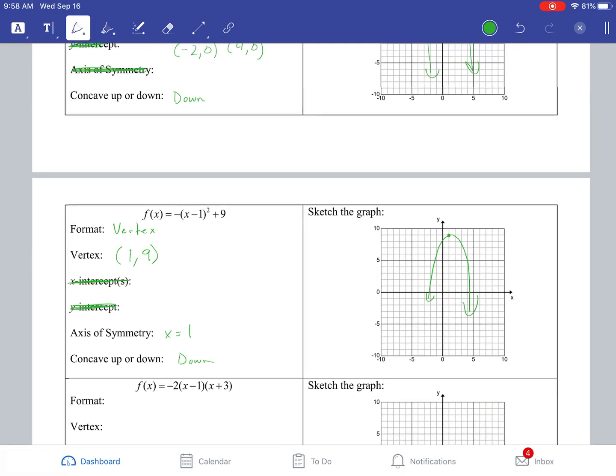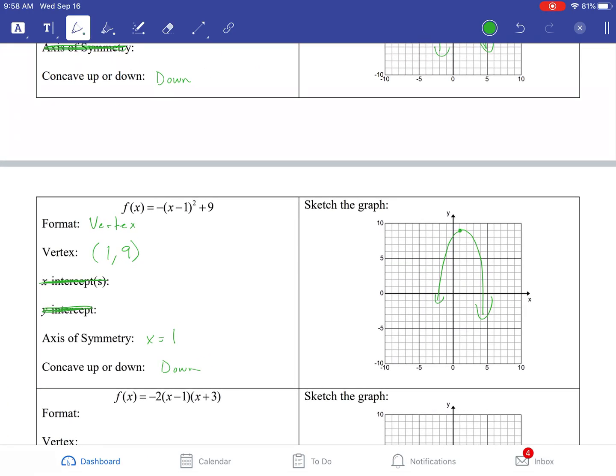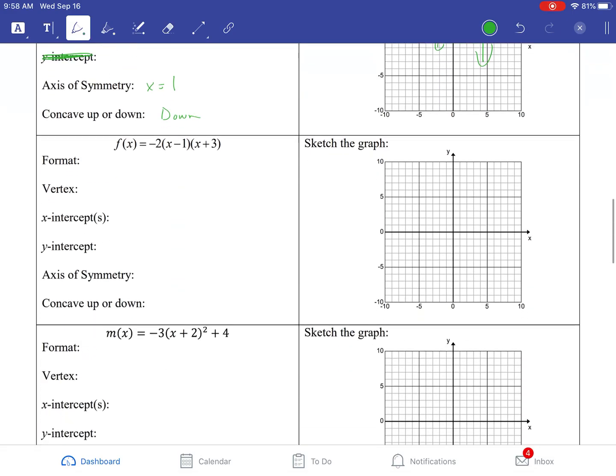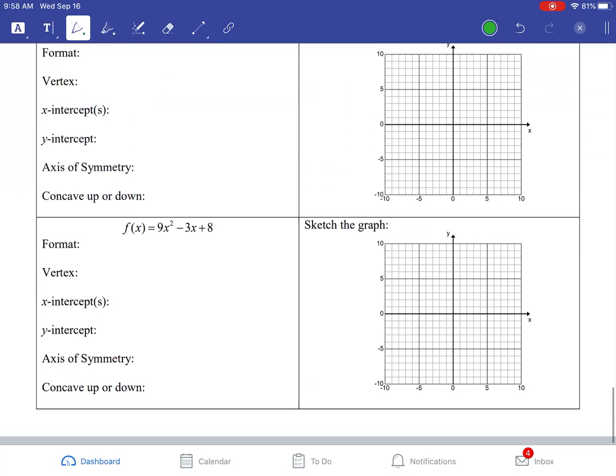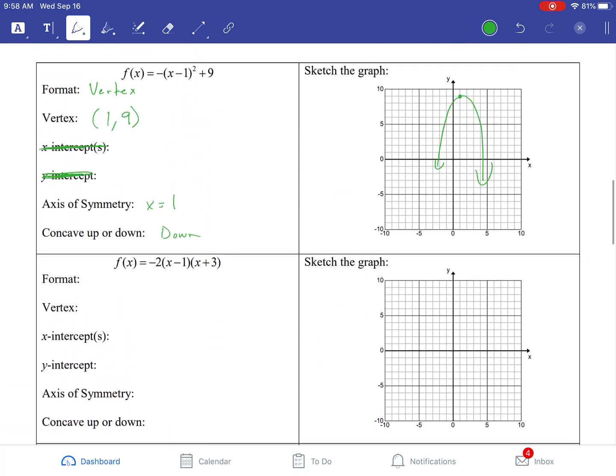Okay, so those are the three different formats and what we're looking for you to find. What I'd like you to do is try and do the rest of these problems as practice, and then we will see you later.